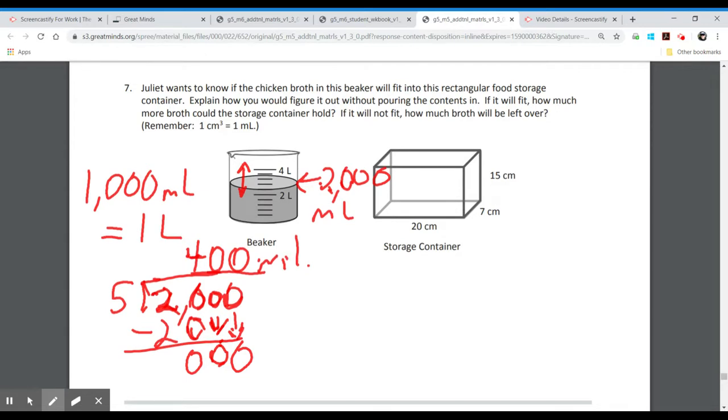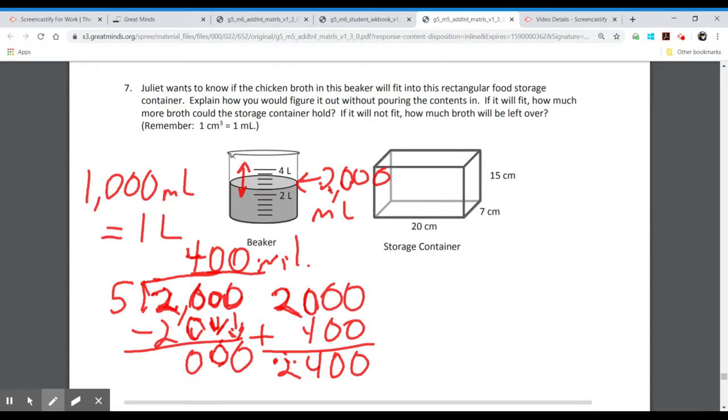So we have 2,000 milliliters plus 400. So 2 liters is 2,000, so we have 2,000 at 2 liters plus 400. And that means that what we have is 2,400 milliliters. Now, remember that 2,400 milliliters is also 2,400 cubic centimeters. So keep that in mind. So we have 2,400 centimeters cubed for all this.